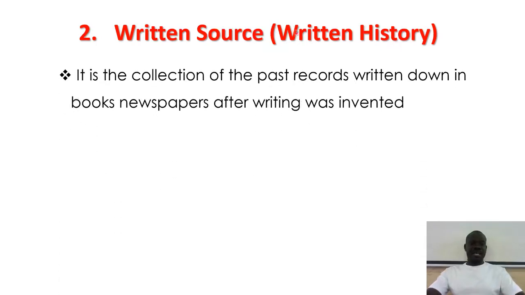The second one is the written. After the oral source, now we come to the written source of history, which is called written history. It is a collection of past records, past events written down in books, newspapers, magazines, after writing was invented.